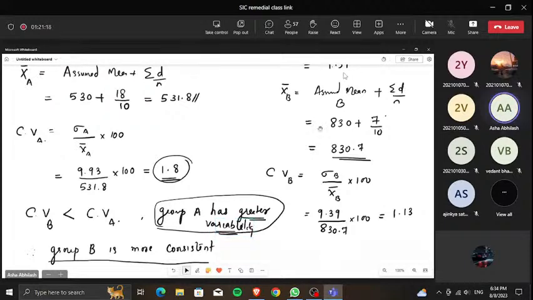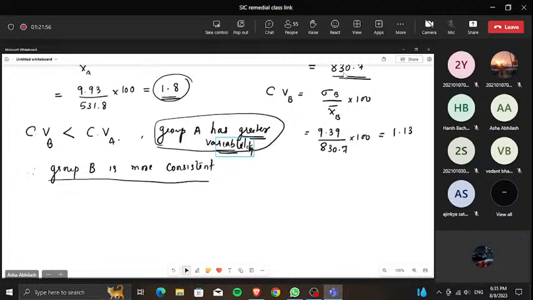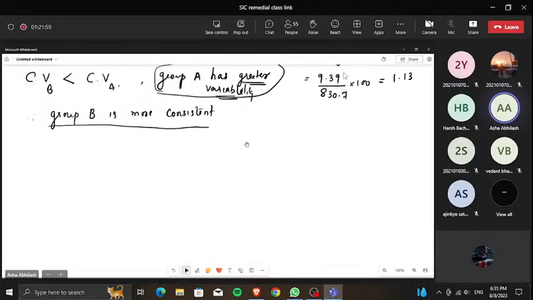Is CV clear? Yes, ma'am. So this type of question you can expect for your end semester examination for the coefficient of variation part. The question may not be like finding greater variability. You can expect questions like which one is more consistent. So any doubt in this coefficient of variation? No. Okay. So all of you have completed this, right?